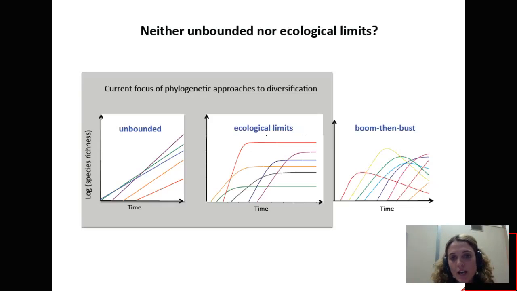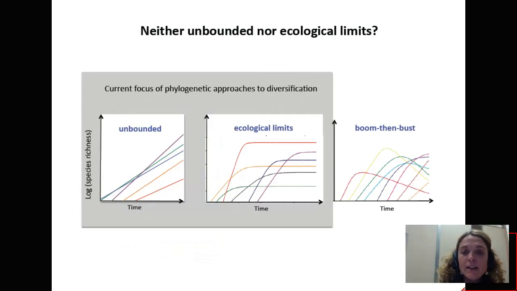Okay, so here are the two scenarios that we've been considering and that are the focus of current phylogenetic approaches to diversification: a scenario of unbounded diversity dynamics and one of ecological limits. But when we think about what we know from the fossil record and also what seems natural in terms of biological processes, whereby we have clades that diversify well under a given environmental background, but then the environment changes or another clade arises that is a better competitor and so on, we expect that diversity dynamics is more something where we have increases in species richness and then declines in species richness as different clades outcompete the clades that are present at a given time.